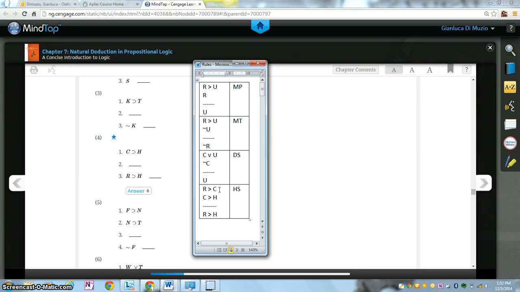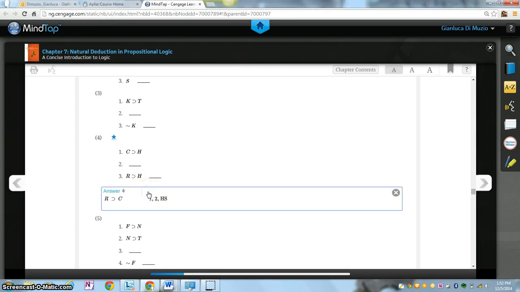So the solution here is to write if R then C on line 2, and then on this blank next to line 3 you write 1 and 2 hypothetical syllogism, or HS. Okay, so if R then C is the missing piece on line 2, and then you write 1, 2, HS here. I'll stop here. There's a third kind of exercise, how to do complete proofs, so I'll make another video on this.